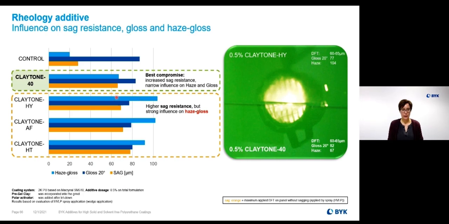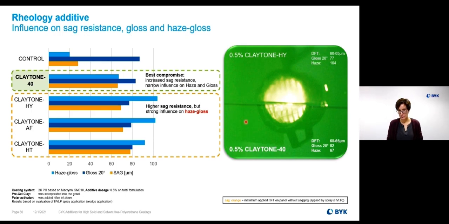And you see that these three types, like the Claytone HY, AF, or HD, have in this system a higher sagging resistance, but we have to say that we have a strong influence on the haze. So that was the reason why we said, okay, the best compromise was Claytone 40. All other three products are also very good products, but that is what you have to check when you use it in your system. You see it also here on this picture.